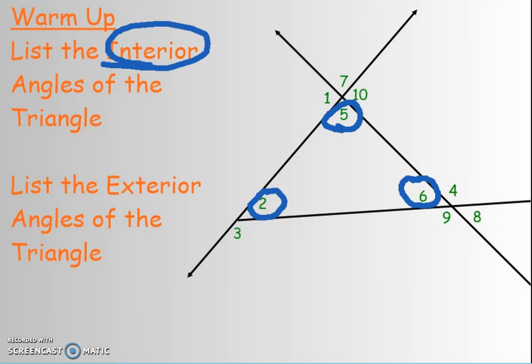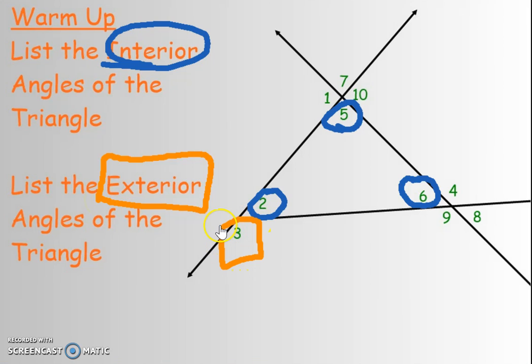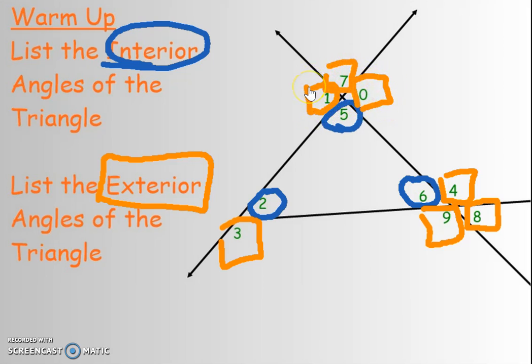Exterior angles are outside. So that would be things like all these other ones. So everything that's not inside the polygon is an exterior angle. So interior has to be inside the polygon, and then exterior is everything that's outside the polygon.